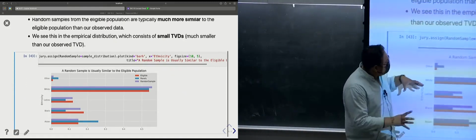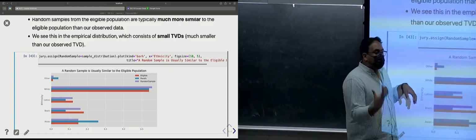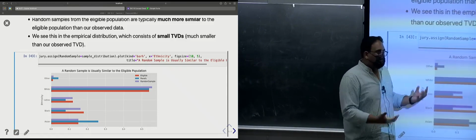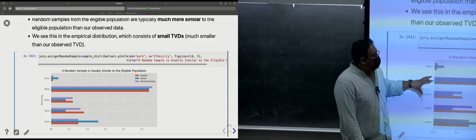Right? So here we have 3 distributions. In red, that's the population. That's what we sampled from. In blue, that's our actually observed panel. Like that's what we saw in real life. And in purple, we have a random sample, okay, drawn from the eligible population.